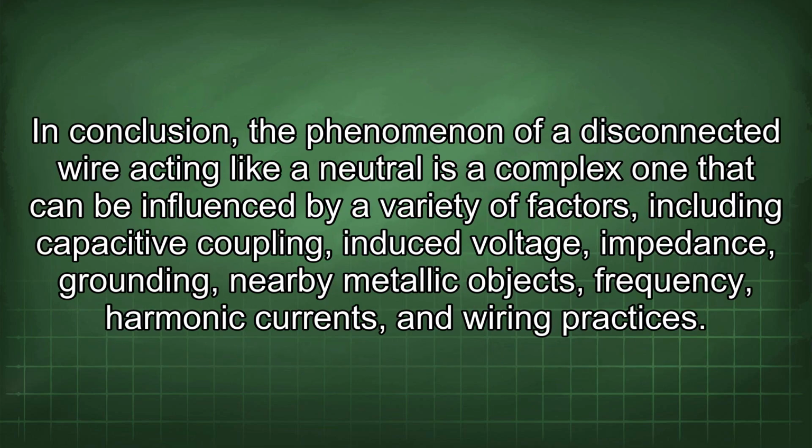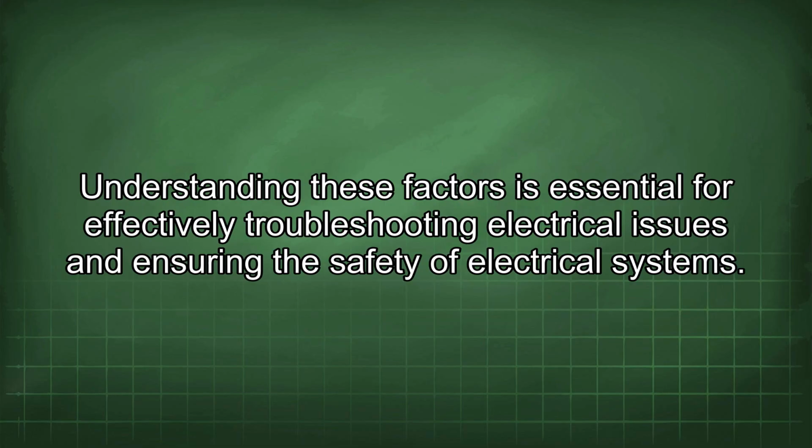In conclusion, the phenomenon of a disconnected wire acting like a neutral is a complex one that can be influenced by a variety of factors, including capacitive coupling, induced voltage, impedance, grounding, nearby metallic objects, frequency, harmonic currents, and wiring practices. Understanding these factors is essential for effectively troubleshooting electrical issues and ensuring the safety of electrical systems.